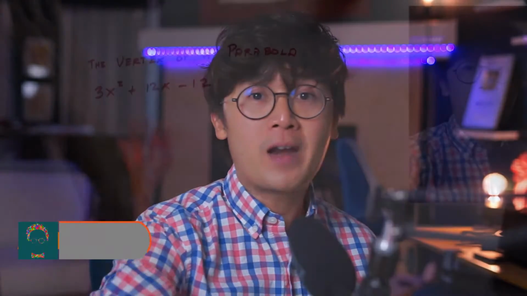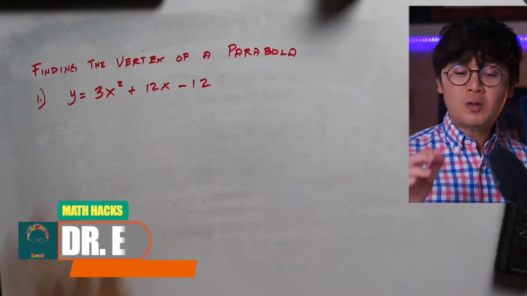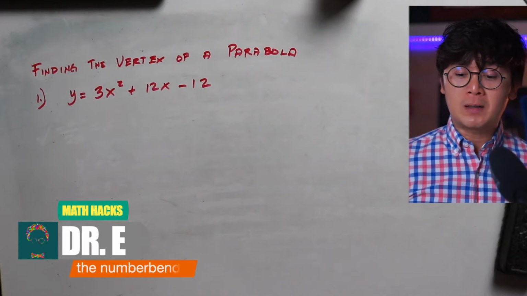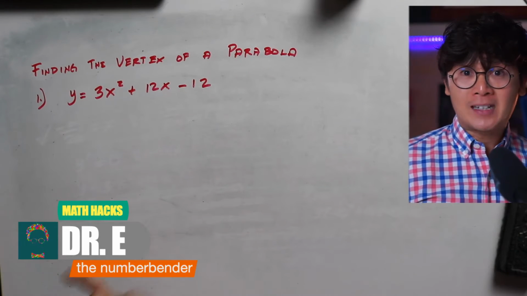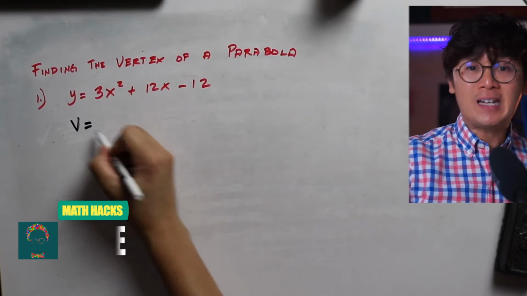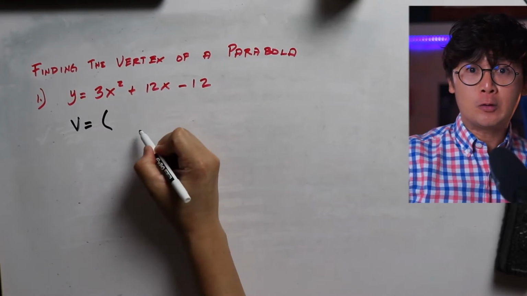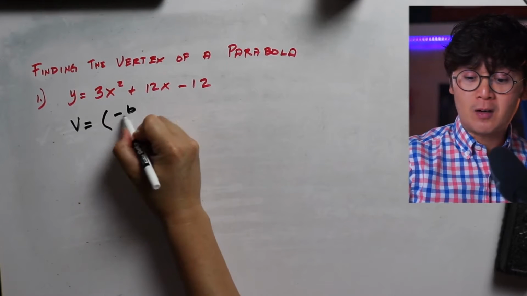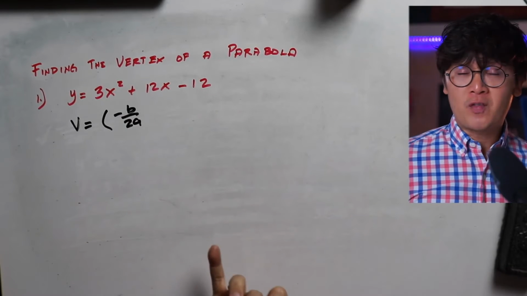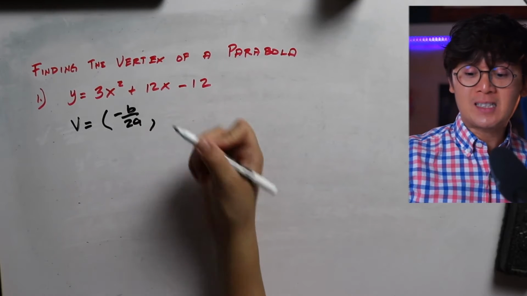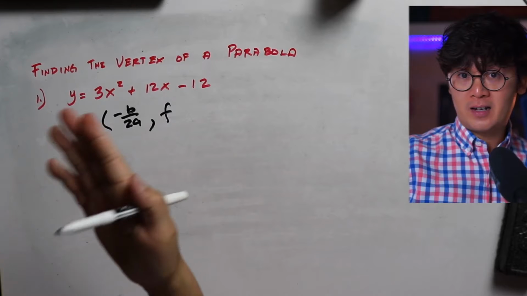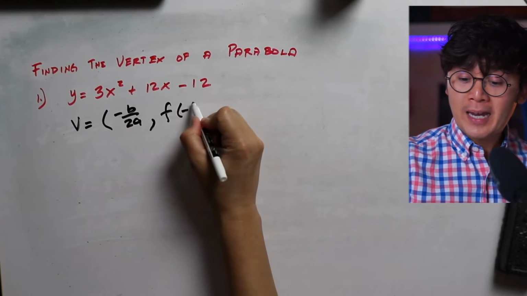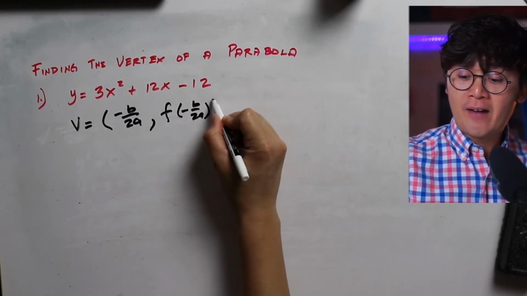This is what I'm going to be sharing with you today on how to analyze this quadratic equation, y equals 3x squared plus 12x minus 12, which most students are able to answer easily because to find the vertex, all they need to do is use the formula negative b over 2a. So they'll be able to find the x-coordinate of their vertex, and to find the y-coordinate, they will substitute the value of x that they found into the equation so that they will have the vertex of a parabola.